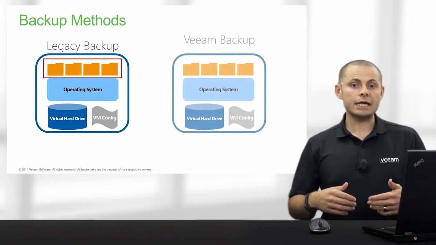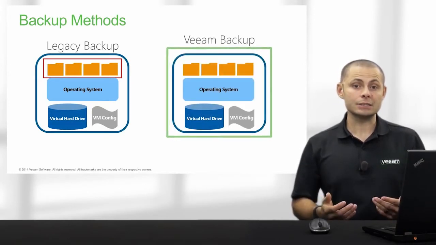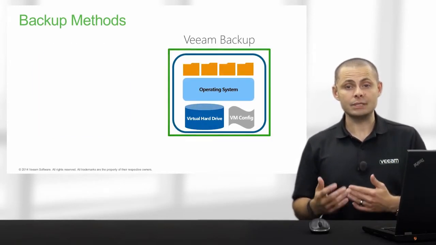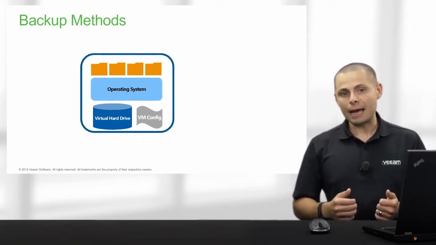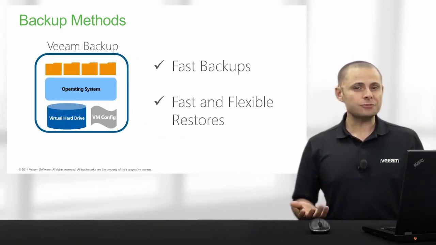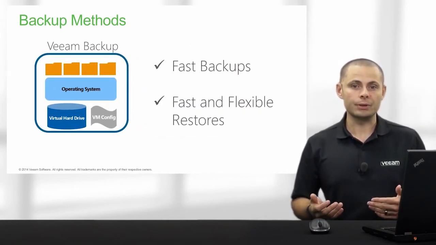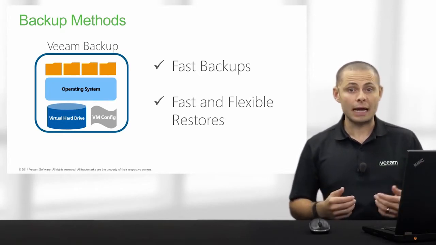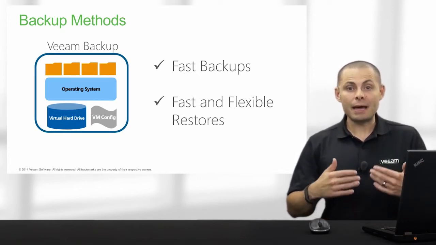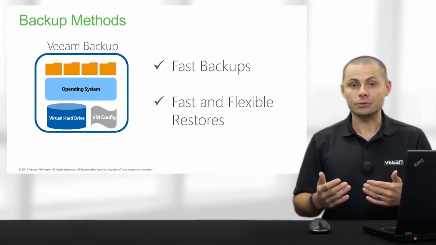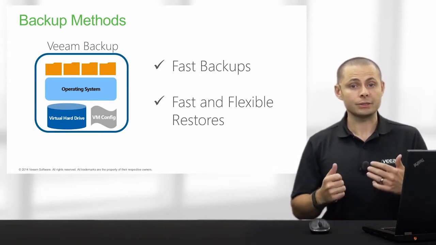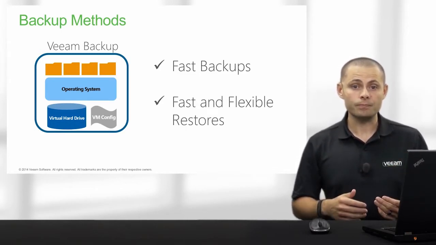Most people still use agents installed in guest operating systems to back up file system data, while the best practice is to back up at the image level, which enables faster and more flexible restore capabilities such as VM, file, and application items. And these backups are transactionally consistent, so they work perfectly for applications like Microsoft Exchange and SQL.